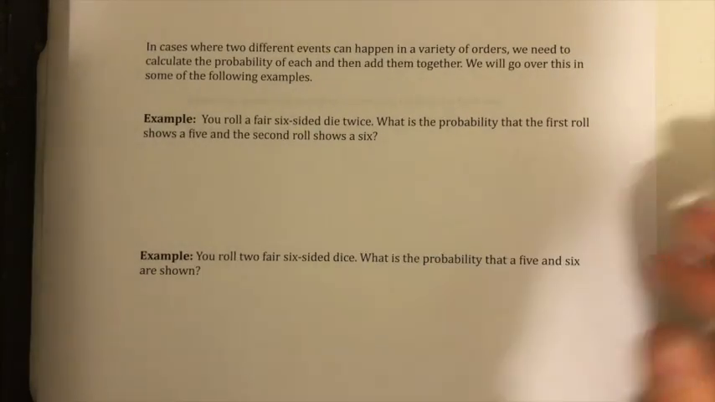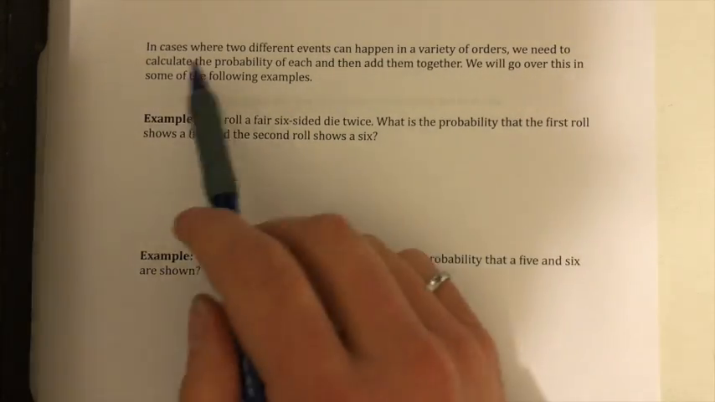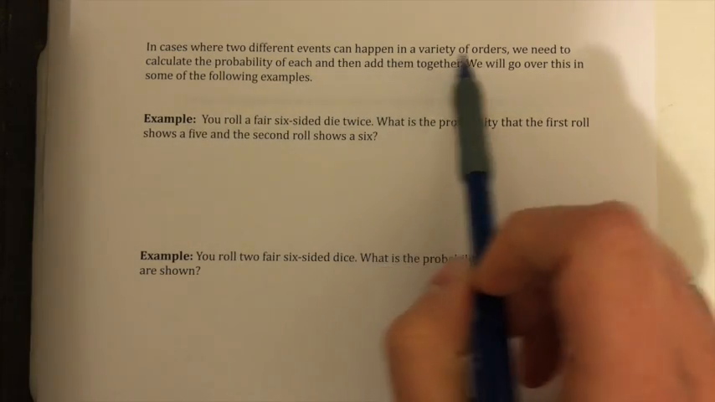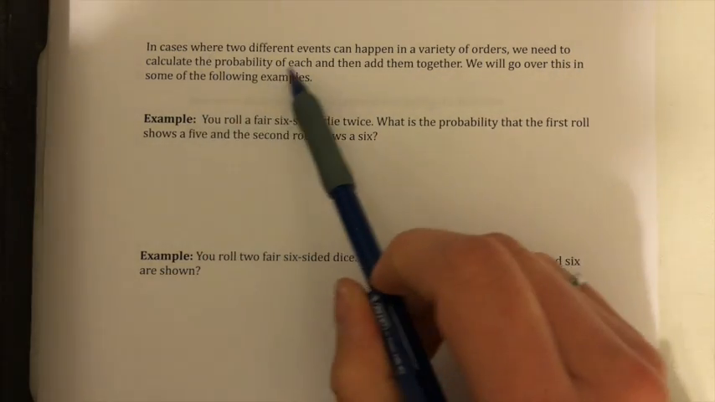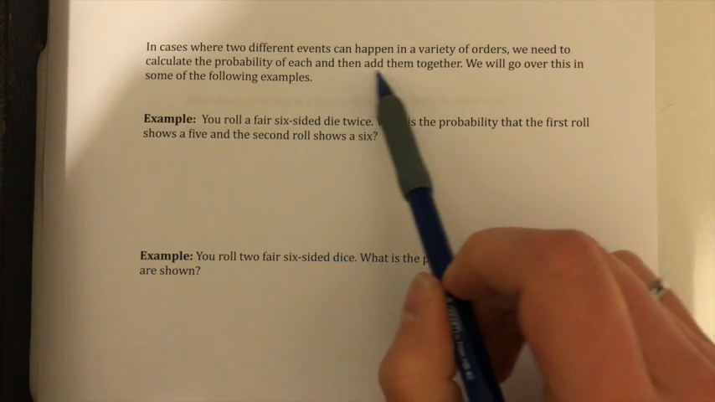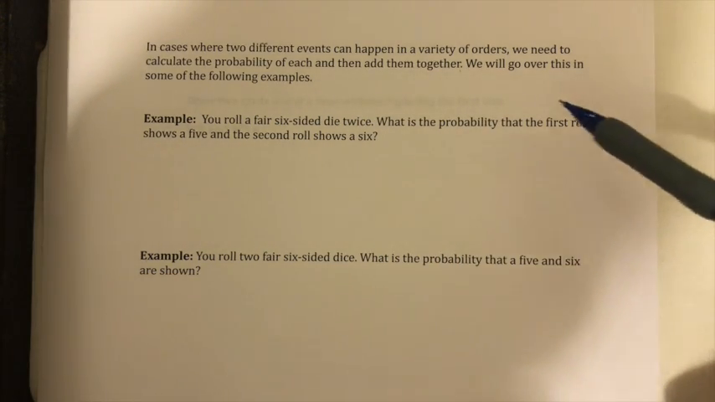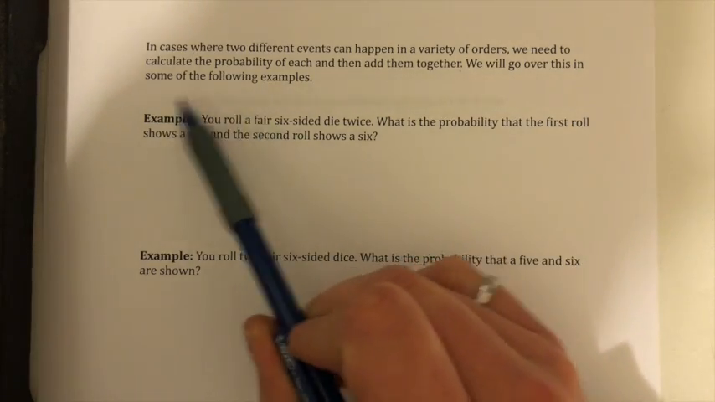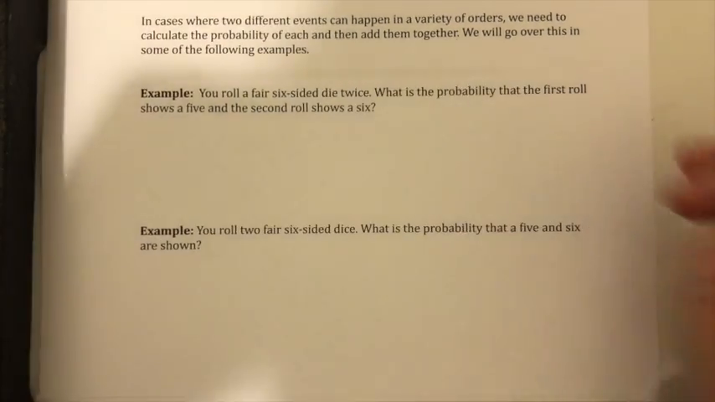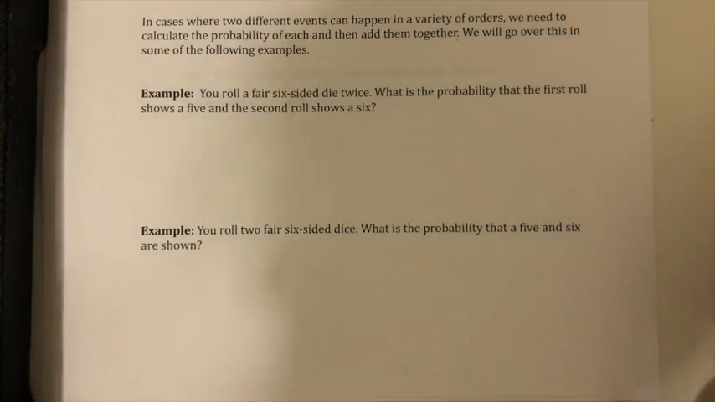Okay. In cases where 2 different events can happen in a variety of orders, we need to calculate the probability of each of them and then add them together. So we kind of look at this as 2 different scenarios. We're going to go over this in the following examples. These 2 examples are similar but different because of that order piece.